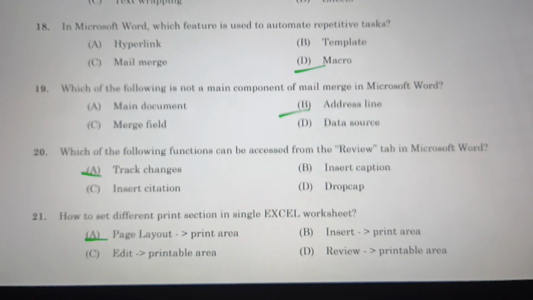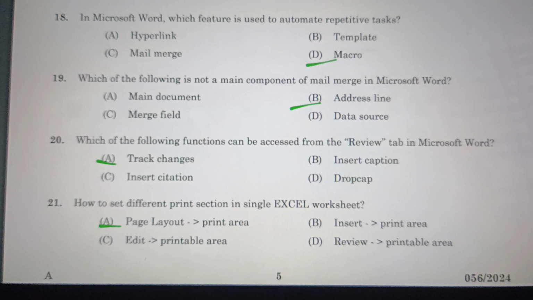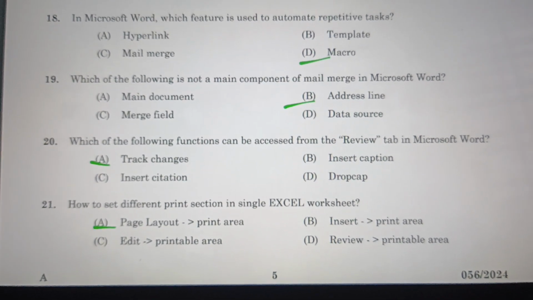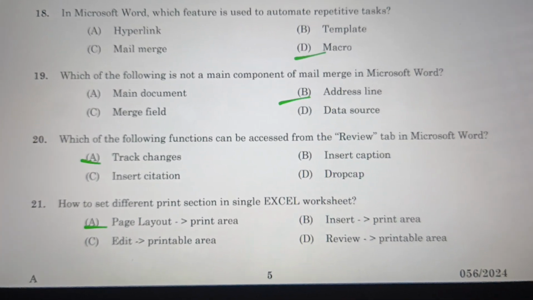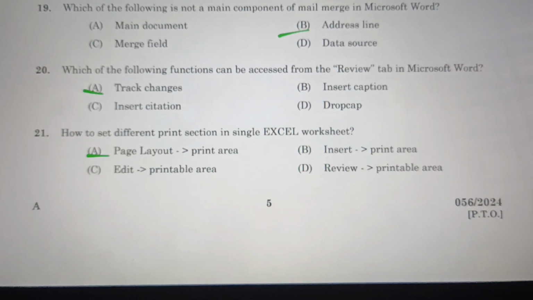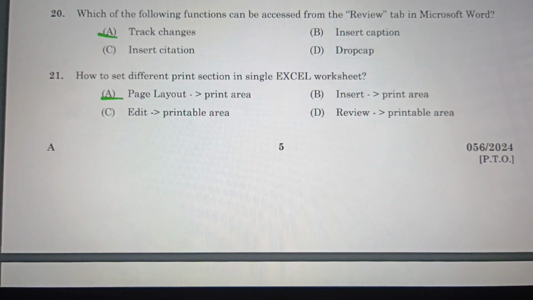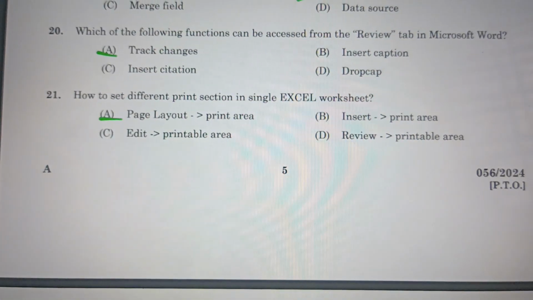In Microsoft Word, which feature is used to automate repetitive tasks? Macro. Which of the following is not a main component of mail merge? Microsoft Word. Address line. Which of the following functions can be accessed from the Review tab in Microsoft Word? Track changes. How to set different print sections in a single Excel worksheet?